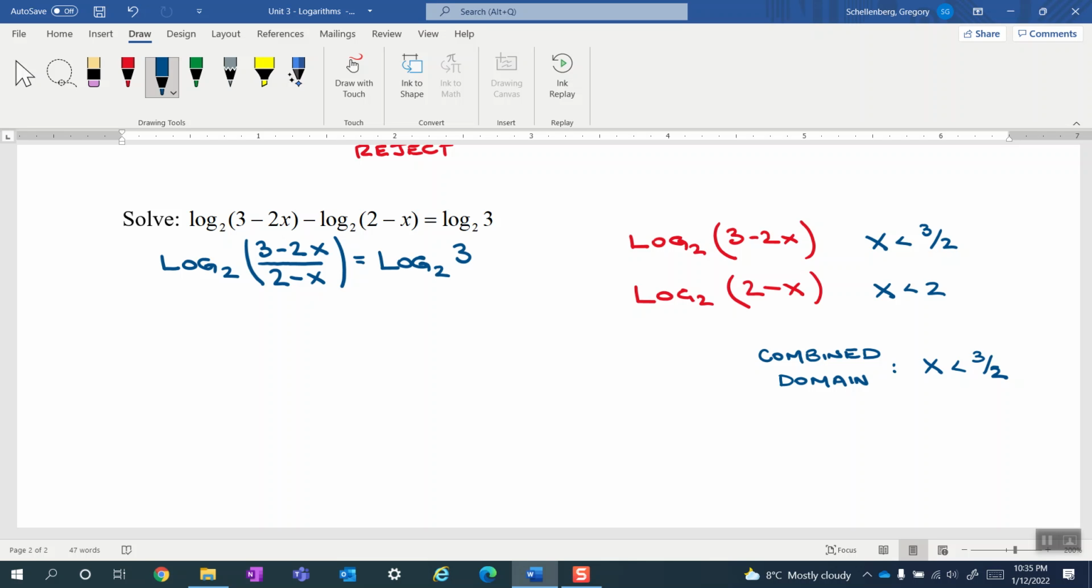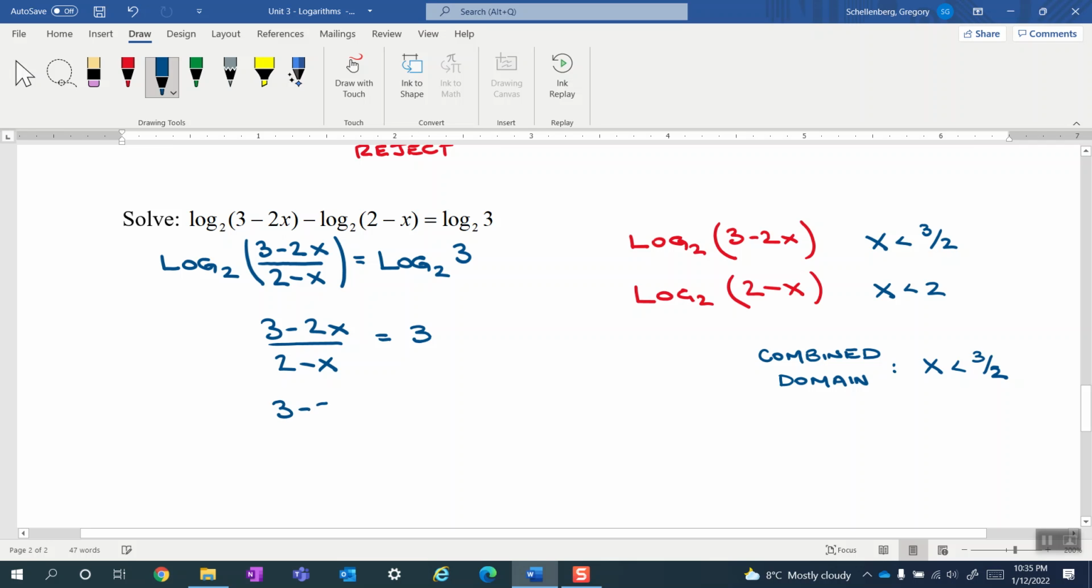Now we've got single logarithms with the same base on both sides of the equation. Here we can drop the logs and just evaluate the arguments. So we're going to end up with 3 minus 2x over 2 minus x is equal to 3. And we'll solve from there. We get 3 minus 2x is equal to 6 minus 3x, and we're going to end up with x is equal to 3.